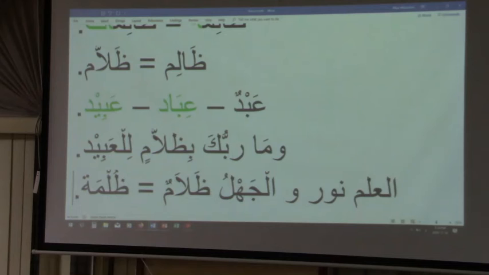So al-ilmu nurun. ما معنى العلم نور؟ Knowledge is light. العلم نور. Good. Knowledge is light. Jahlun is ignorance. Dhalamun, the ignorance is darkness. Why dhalam and why not dhulma? Yes, we can use both. I thought it's just a proverb. It's an Arabic proverb.